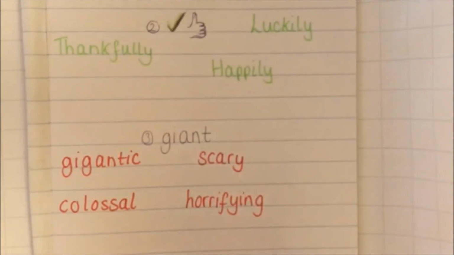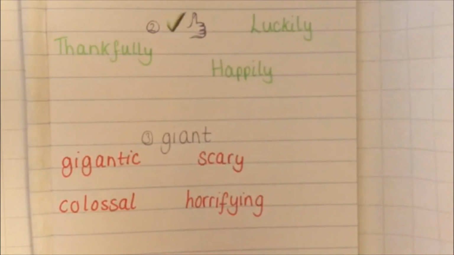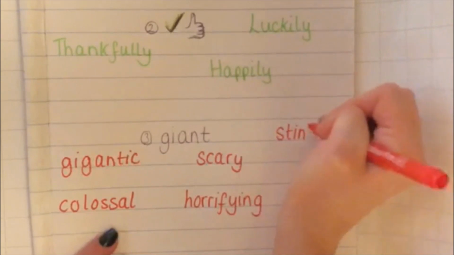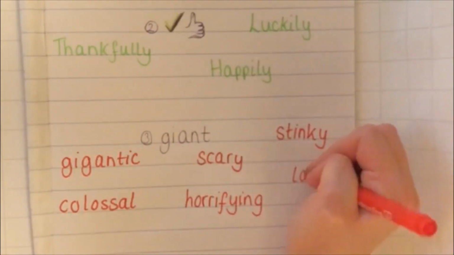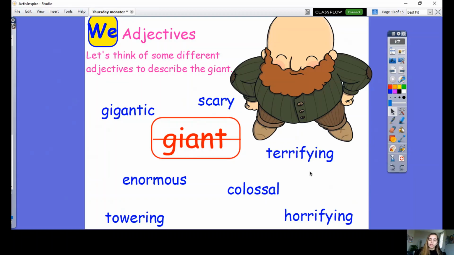And I could also describe the way he looks. So I could also describe maybe his beard, maybe his clothes, maybe his smell, maybe he's stinky, maybe he's a stinky, scary giant, maybe he's loud, describe his voice. So I can think of lots of different words, and I'm going to challenge myself and maybe even write 3 today. So write as many adjectives as you want, so you can write them down later to describe our monster, our giant.